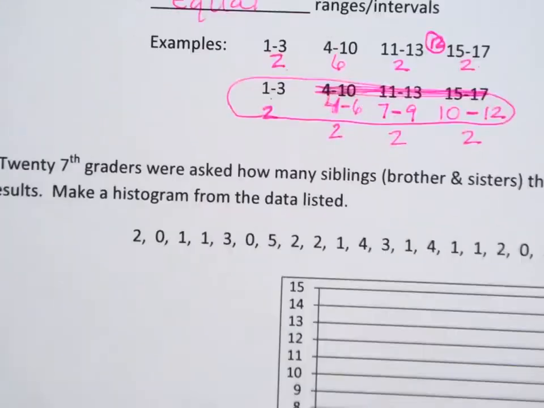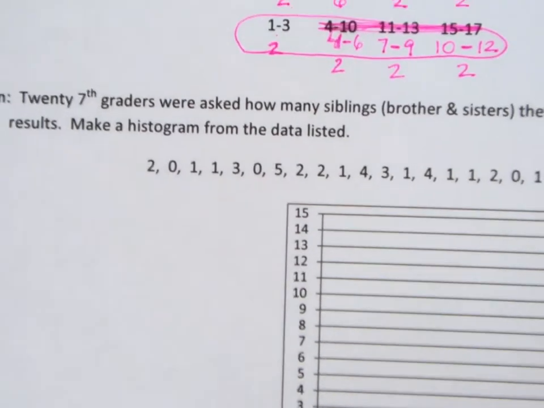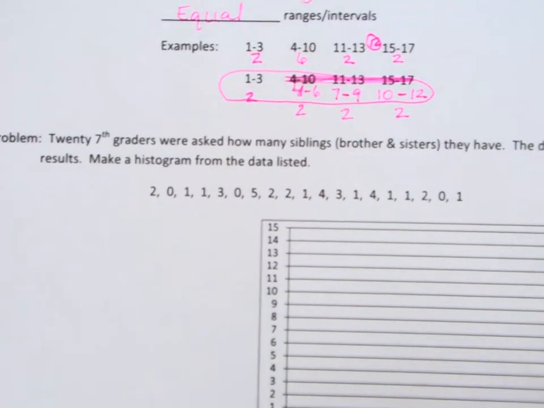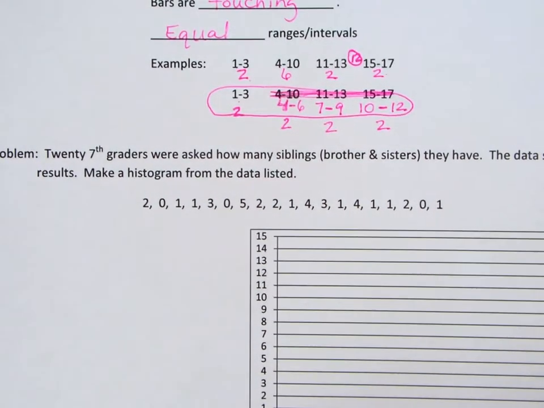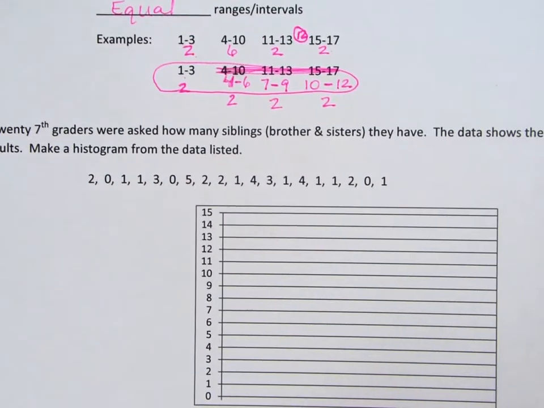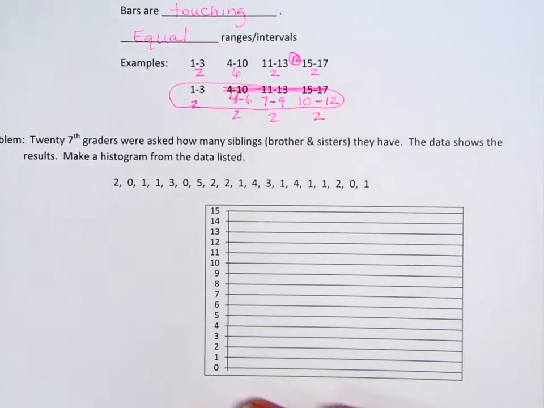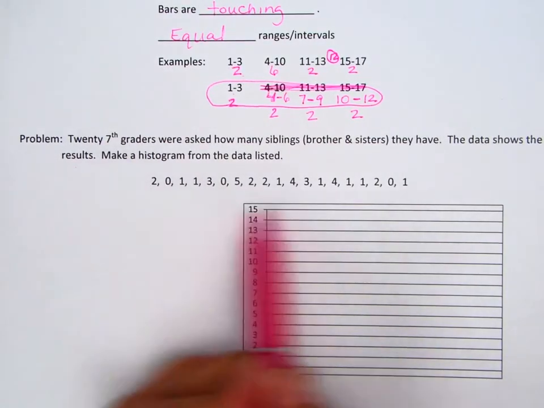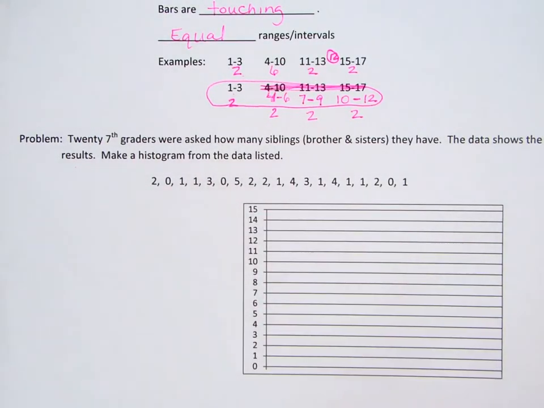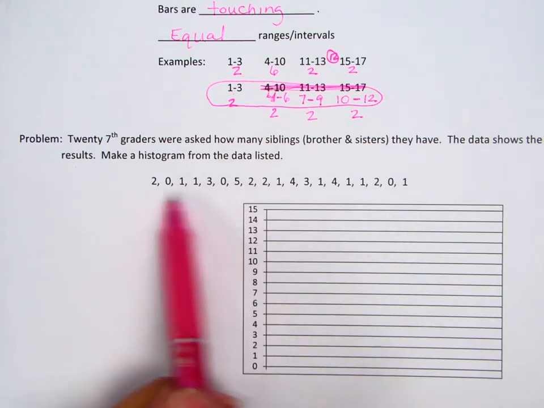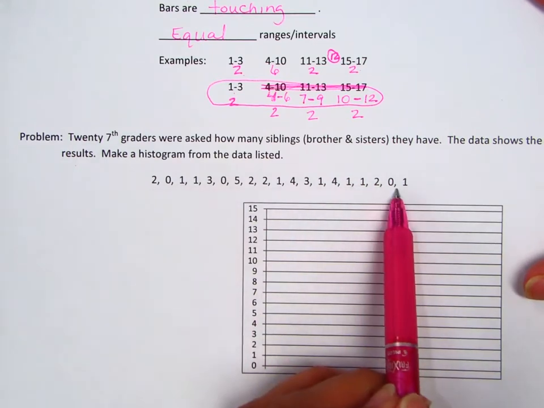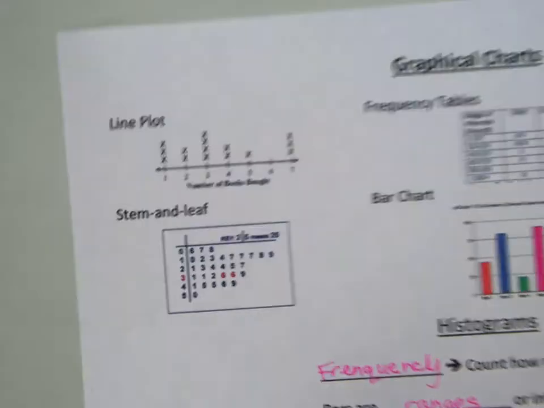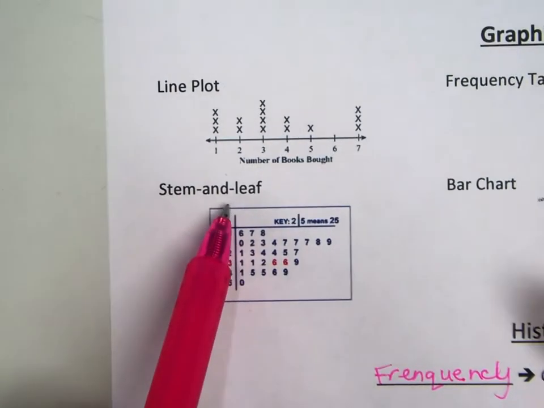All equal. Let's try an example, and that will help you understand it better. We have 27 seventh graders that were asked how many siblings, meaning brothers or sisters, they have, and the data is shown below here. Those are the results, and we're going to make a histogram from that data. Now, you're not always going to see it in a list of numbers, so I want you to realize we'll do this histogram from this list of numbers, but you can also be using a line plot in the same way we are going to do our example.